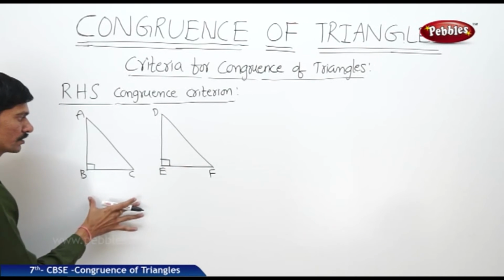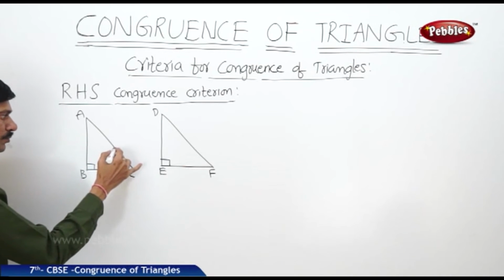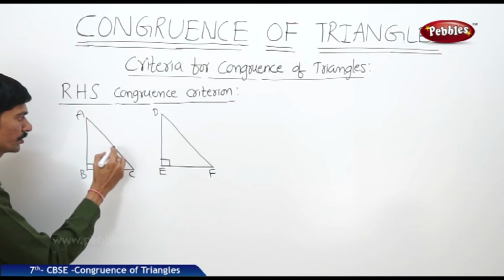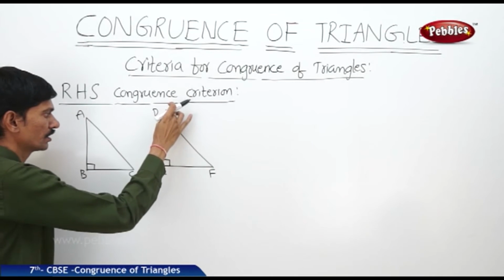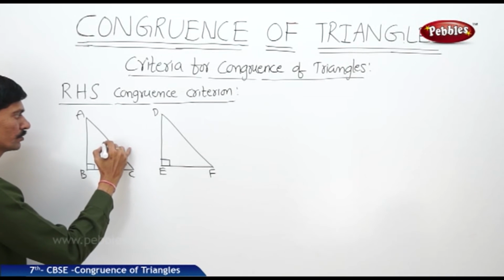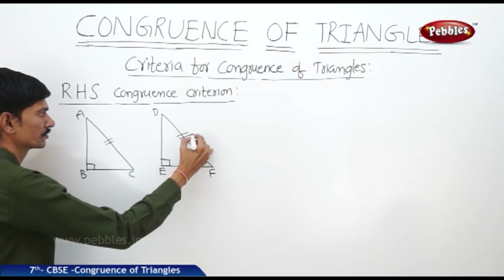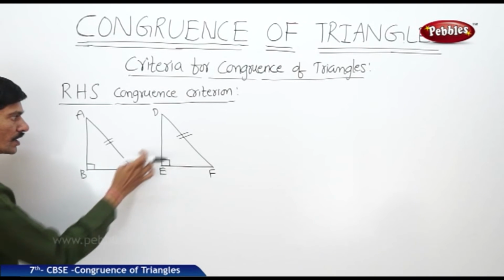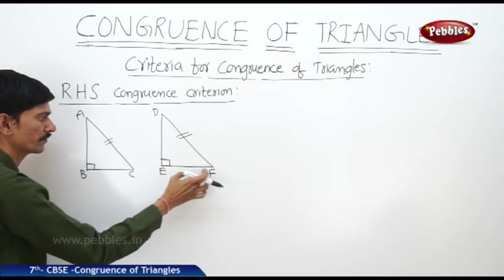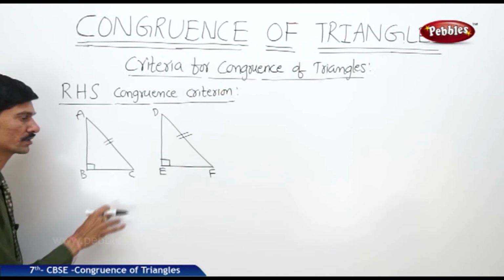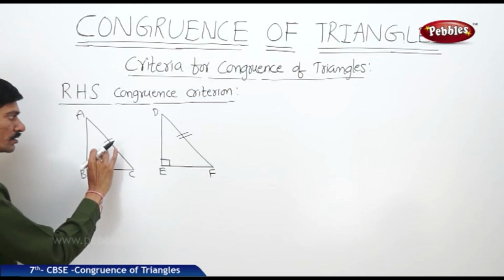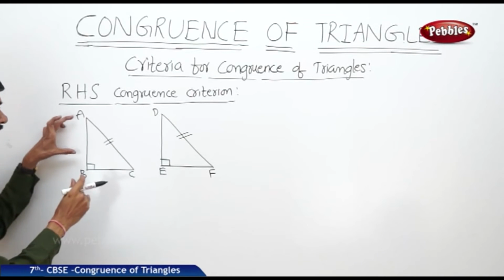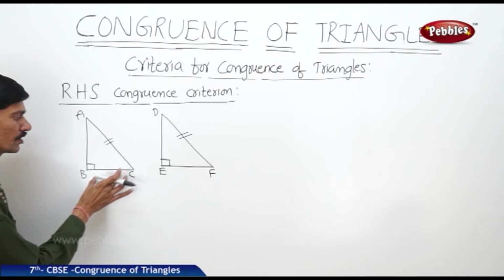In these two right angle triangles, the side opposite to the right angle is known as the hypotenuse. So in the first right angle triangle, AC is the hypotenuse, and in the second right angle triangle, DF is the hypotenuse. These two hypotenuses are equal, and the other two perpendicular sides are AB and BC, and here DE and EF. These are the legs of the right angle triangles. Now the hypotenuse is equal to the hypotenuse of the second triangle, and either AB equals DE or BC equals EF.